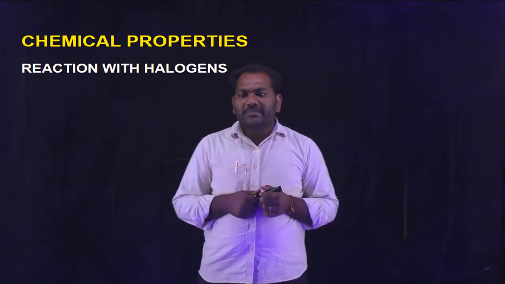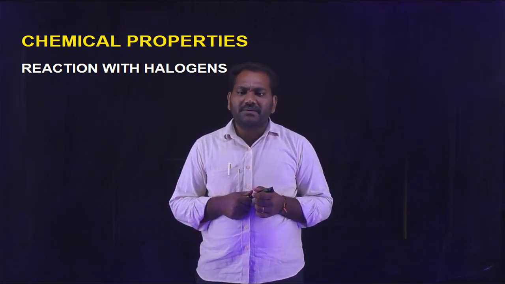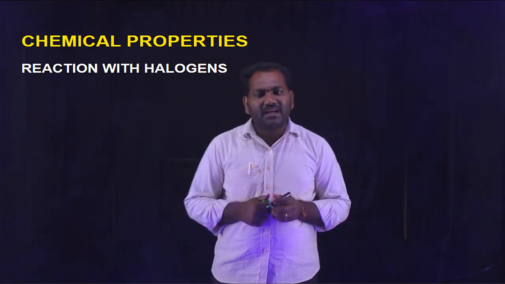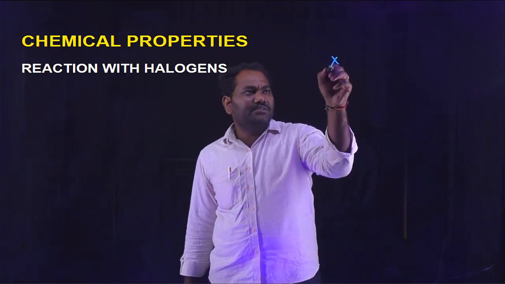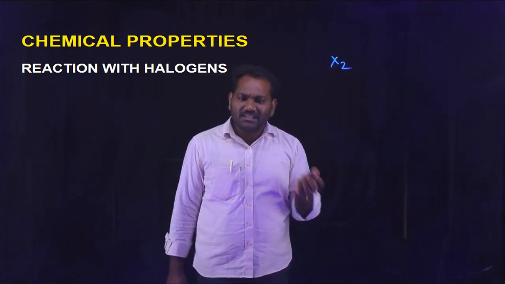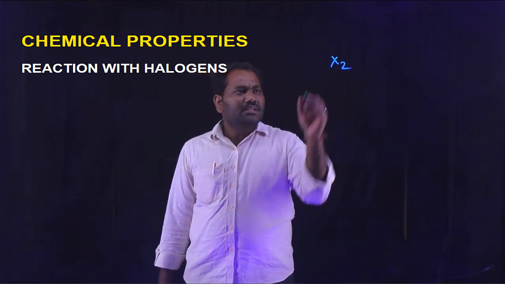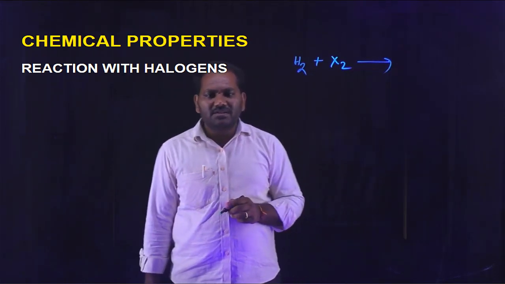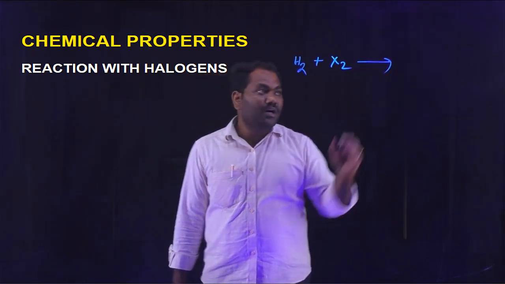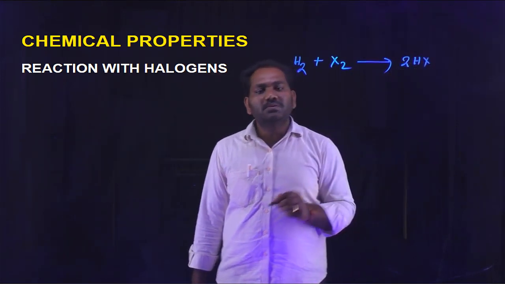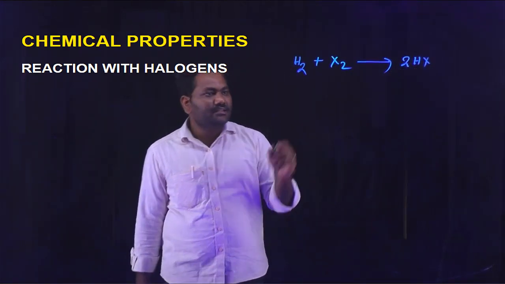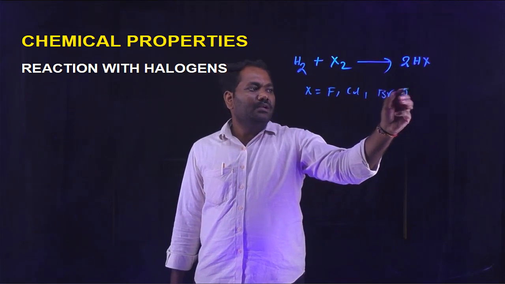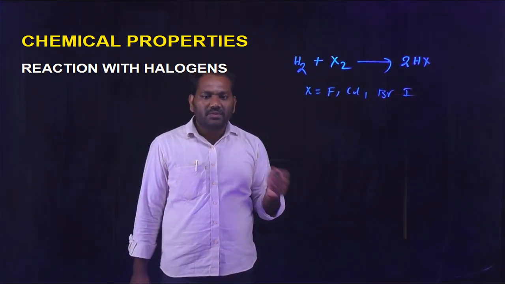Let's discuss the reaction of this dihydrogen with halogen atoms. Generally, halogens are represented as X2, and they are available in the dimeric state. So dihydrogen reacts with halogens to form hydrogen halides like 2HX. Here X is fluorine, chlorine, bromine, and iodine.